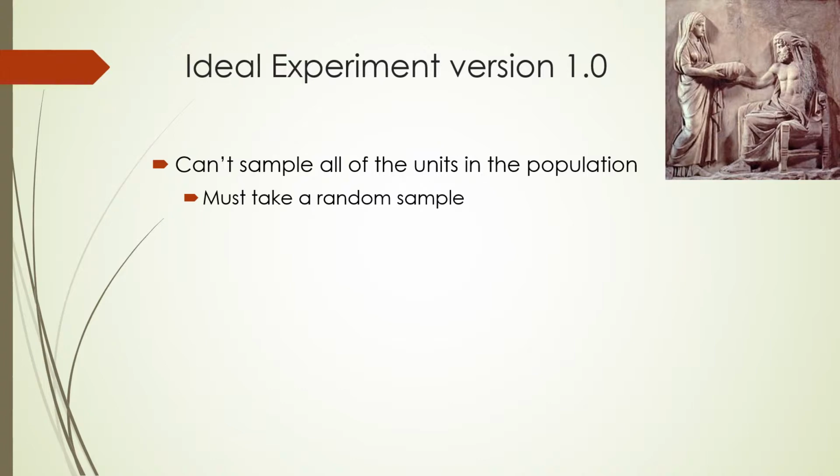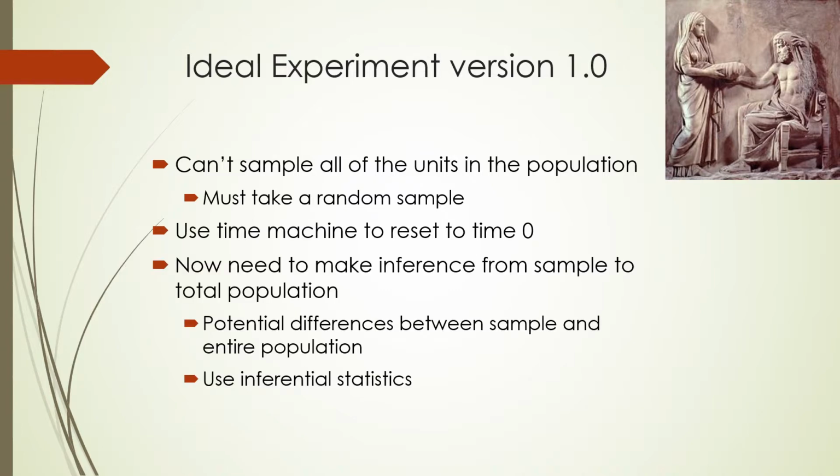So then Iea is going to have to go and figure out a way of randomly sampling all of the individuals in the population of the United States. Again, she's a god. Maybe that's not much of a problem. She still has use of the time machine, so she can reset things now to time 0. And because we're not sampling every individual in the population, we need to make an inference from the sample that we draw to the total population. There could be potential differences between the sample and the entire population, and so we're going to have to use inferential statistics in order to make that leap from the sample to the population as a whole. And we'll talk about some of the issues associated with that when we talk about sampling.